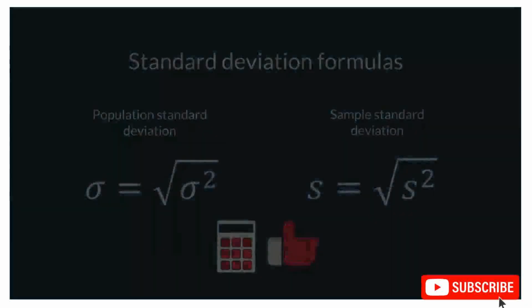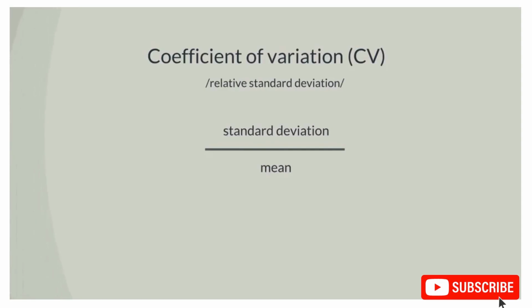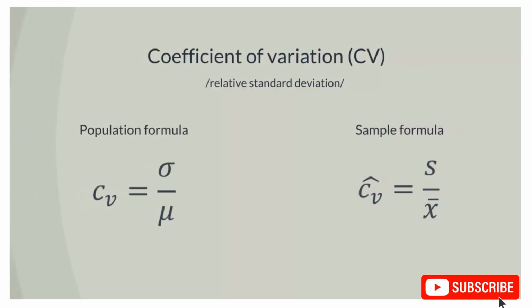Alright. The other measure we still have to introduce is the coefficient of variation. It is equal to the standard deviation divided by the mean. Another name for the term is relative standard deviation. This is an easy way to remember its formula. It is simply the standard deviation relative to the mean. As you probably guessed, there is a population and sample formula once again.